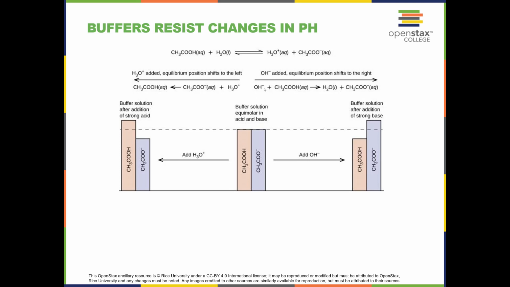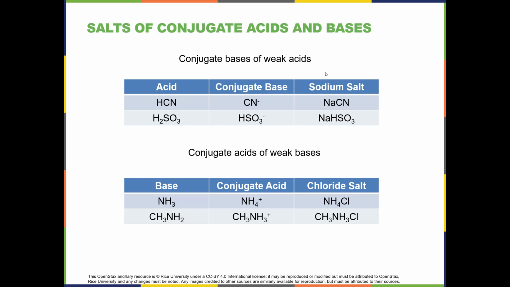So you're essentially turning the strong base into a weak base by adding a weak acid. And you are turning the strong acid into a weak acid by adding the conjugate base. So buffer solutions are able to resist changes in pH, whether acid or base is added, which is quite remarkable when you think about it. But this is how it's actually accomplished.